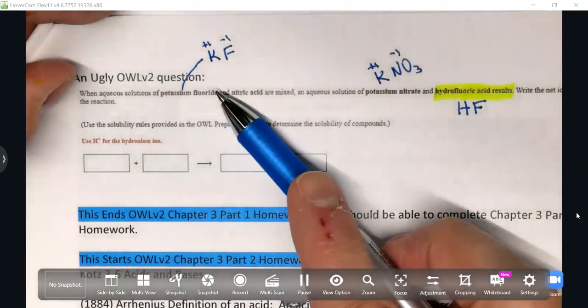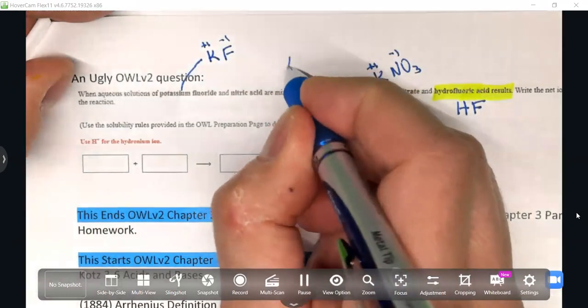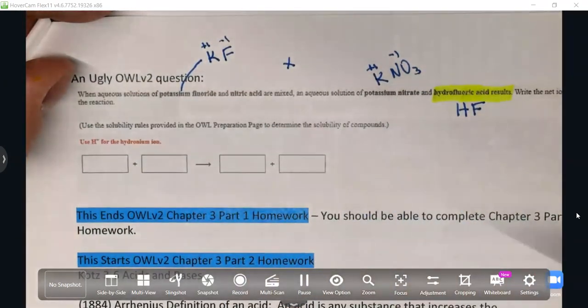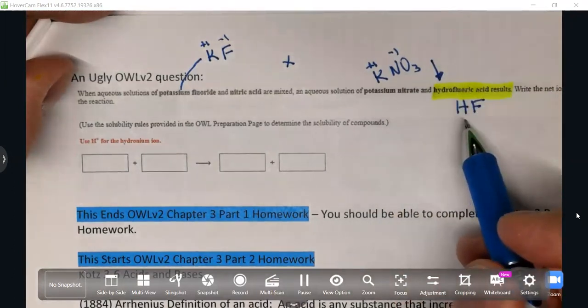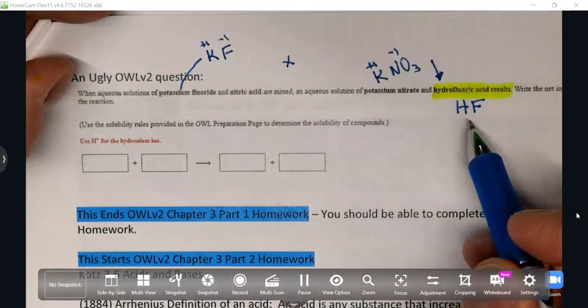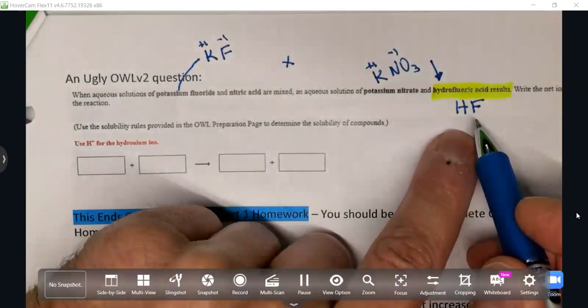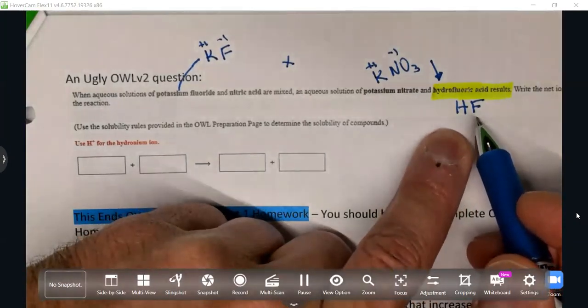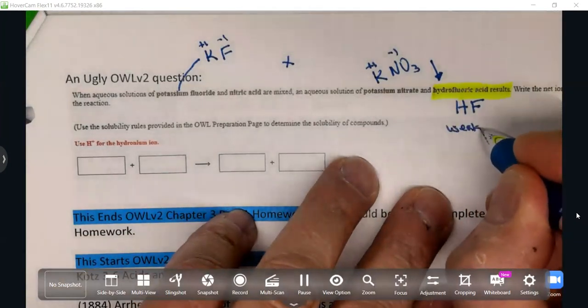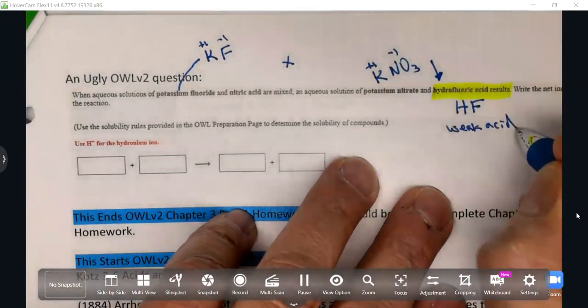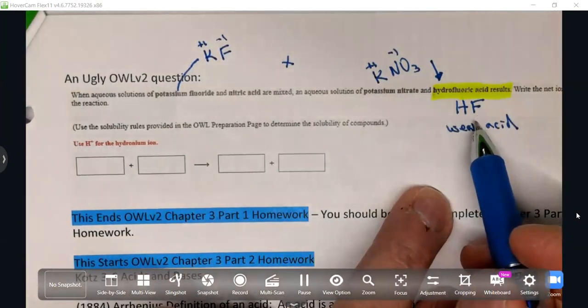So we're doing KF plus KNO3, if you can write that out. And this is going to be my arrow. We're going to get at least this. And the question is, is this strong or weak? This is a weak acid, right? Which binary acids are strong? HCl, HBr, and HI. So since this is a weak acid, that needs to stay together just like a solid.